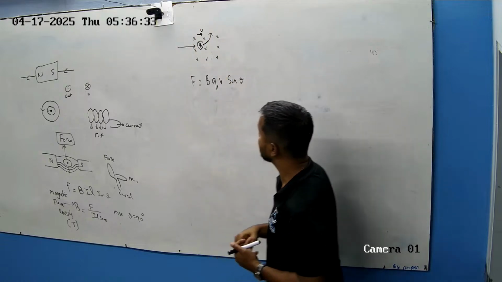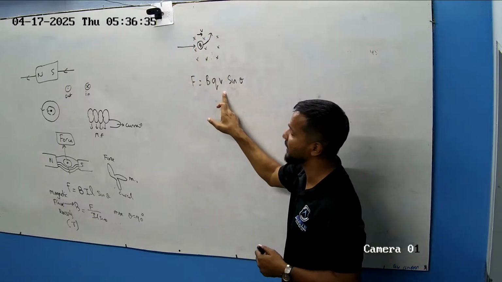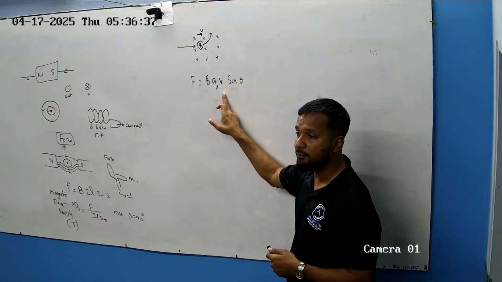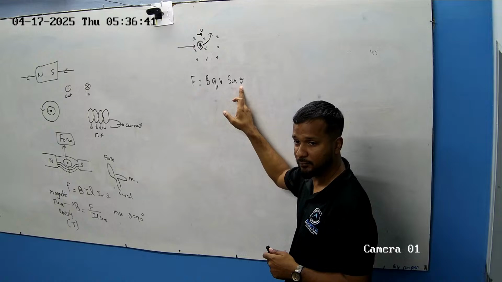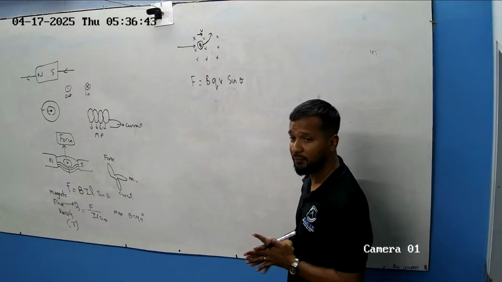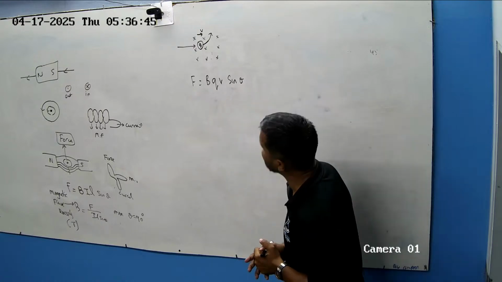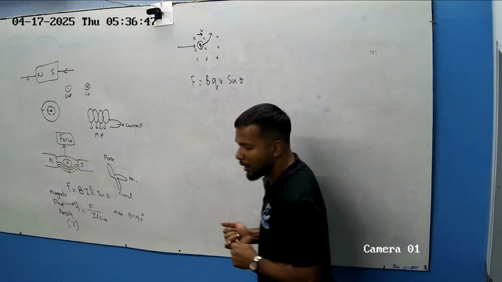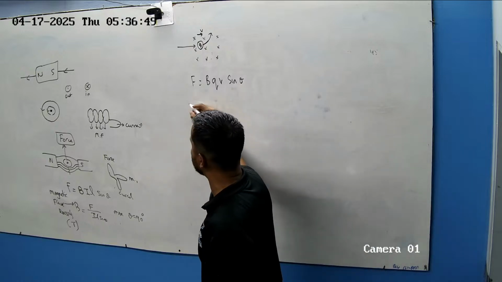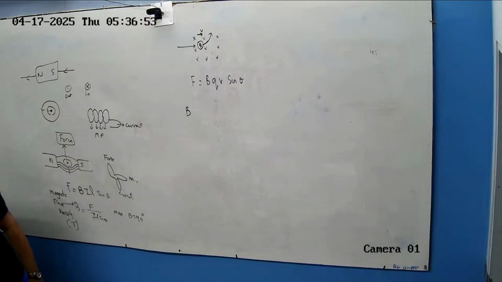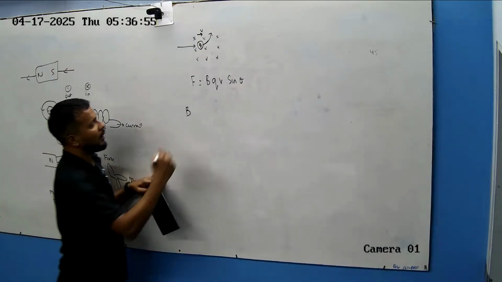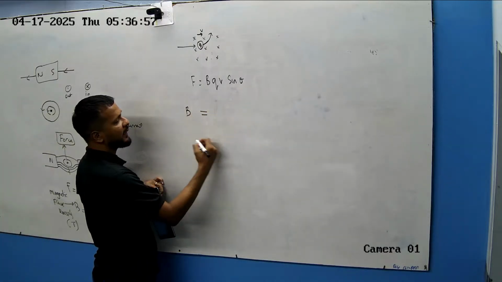And the force exerted on the charge is given by this. The force is max when theta is 90. Everybody okay with that? So the force exerted is given by that. We need to be able to find the magnetic field strength in different conditions. How do you find the magnetic field strength?